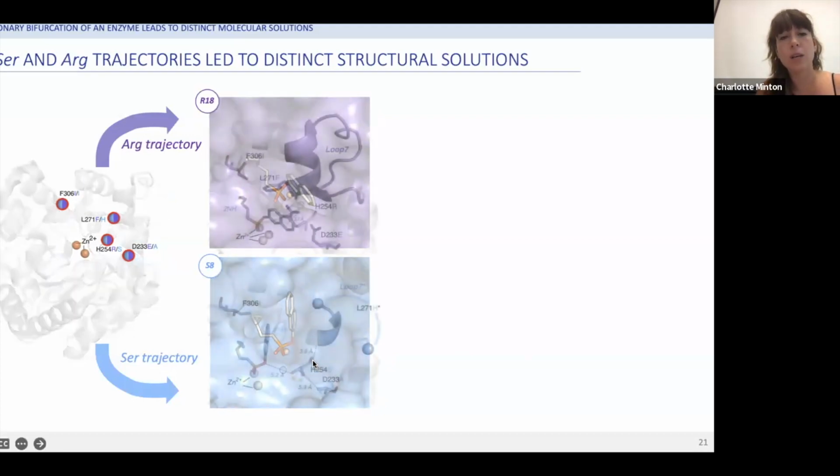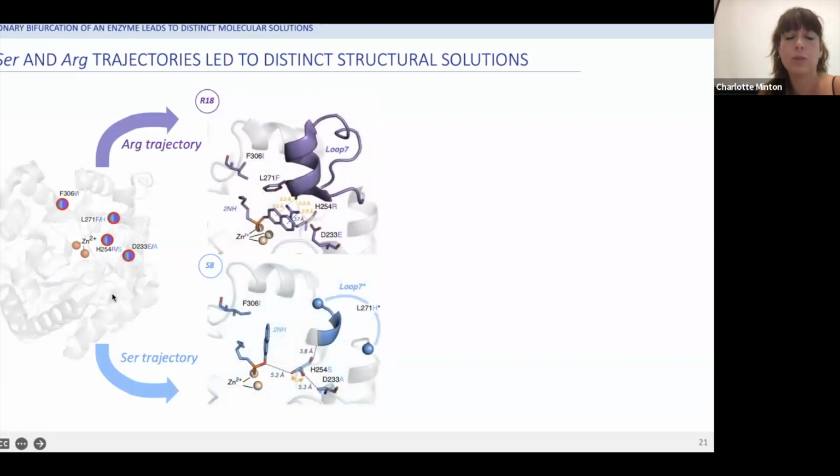We looked a little bit at these 4 positions that are mutated in both trajectories. In the arginine trajectory, what we observe is a very robust hydrogen bonding network between these 3 positions, 233, 254 and 271, such that the arginine here stays in an upward conformation that enables pi cation interactions and stabilization of the leaving group here. So it promotes a very efficient catalysis. However, in the serine trajectory, you can see that the amino acids that have been selected do not enable a hydrogen bonding network in any shape or form.